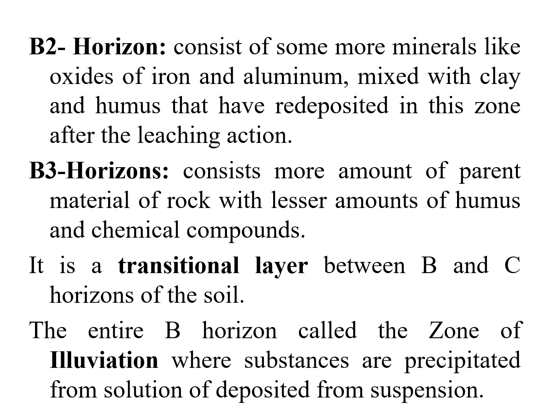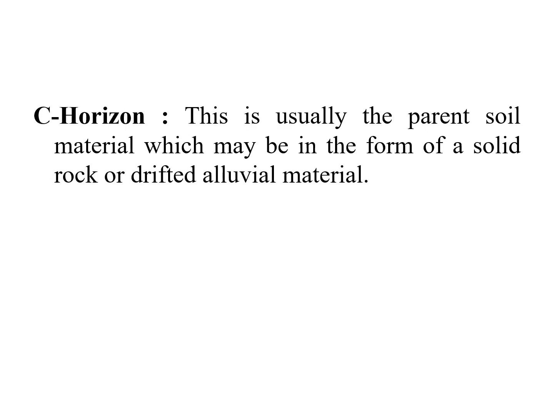The entire B horizon is called the zone of illuviation. Why is it called so? Because substances are precipitated from solution or deposited from suspension, so it's called the zone of illuviation. And the last one is the C horizon. This is usually the parent material. Parent material is nothing but the rock, which may be in the form of solid rock or drifted alluvial material.